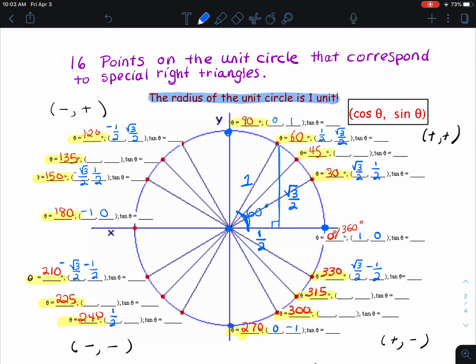So I'm going to keep my x-coordinate as 1/2, my y-coordinate as square root of 3 over 2, but I need to make both of those coordinates negative because I'm in quadrant 3 here. Okay, and then lastly, if I take this point at 240 and reflect it over the y-axis into quadrant 4, 240 is going to coincide with 300 degrees.